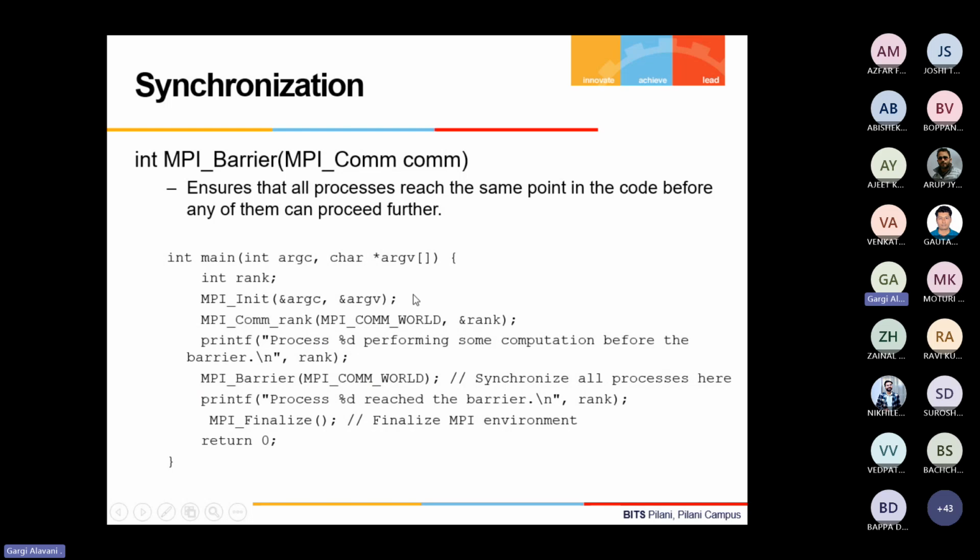So this MPI barrier is meant for all the processes. What happens is sometimes, since we start the processes at the same time, they start doing different tasks. And what if you want them to complete a particular task before they move to another task?